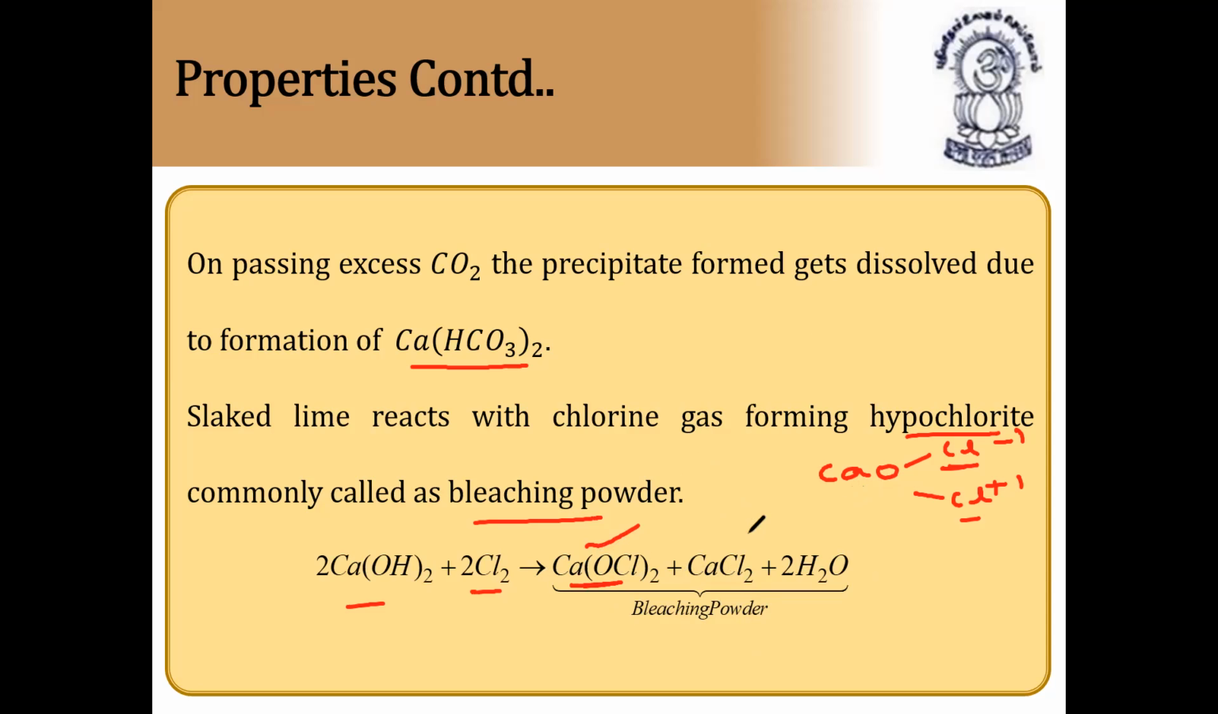So what is the preparation of bleaching powder? When calcium hydroxide combines with chlorine gas, it forms bleaching powder. It is also called calcium oxychloride. Calcium oxychloride is called bleaching powder. Here CaOCl2 is not taken twice. It is just CaOCl2 only.